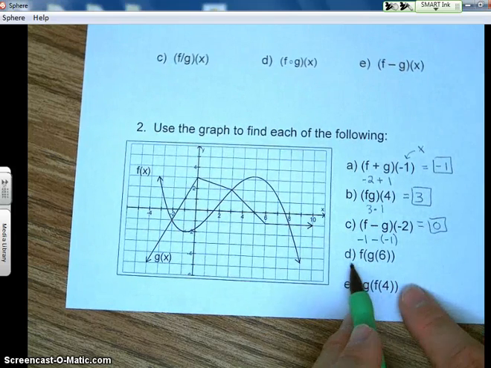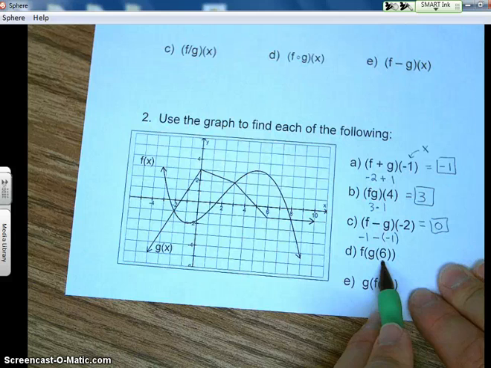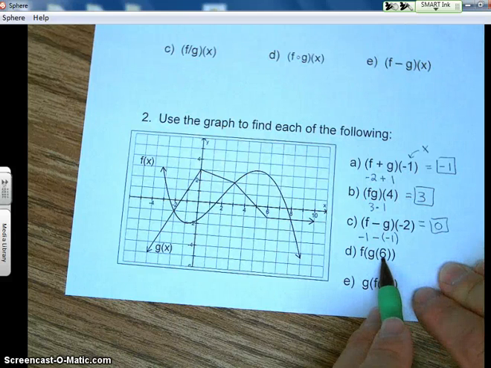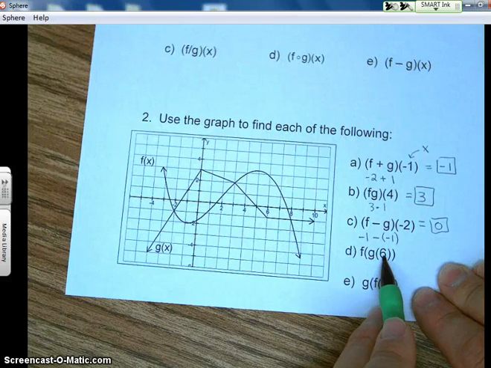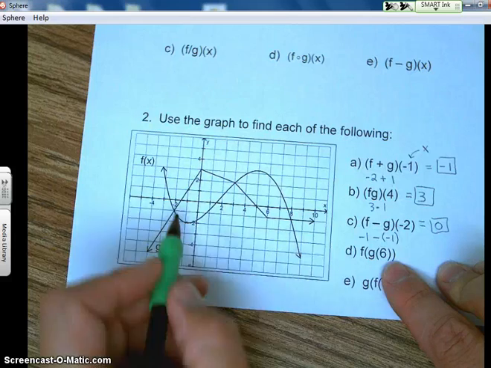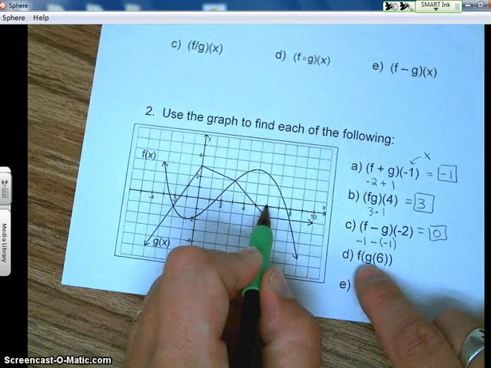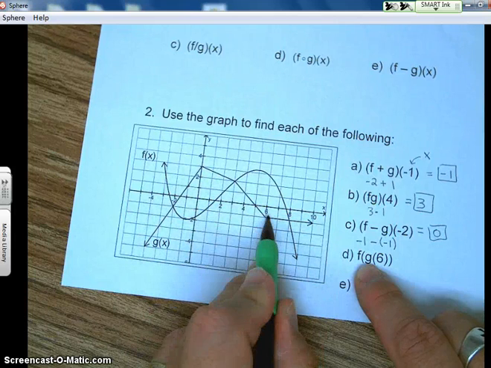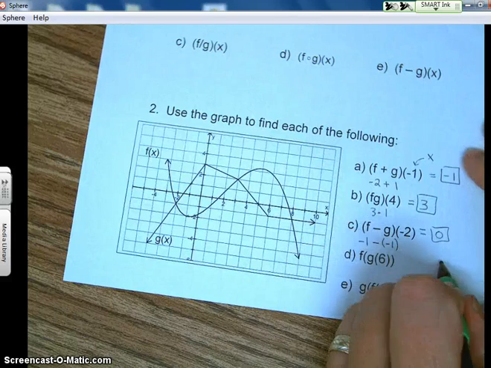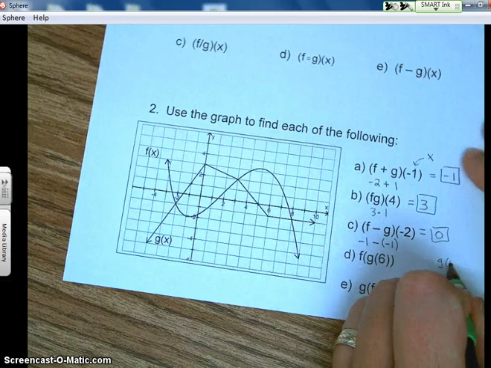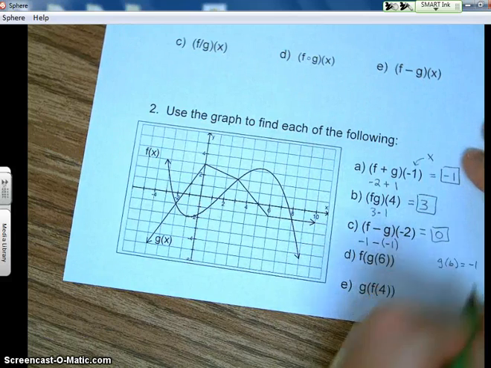Okay, D. Now we have an x value of 6. So we're looking for the function value at 6 for g. So going to 6, and we're looking for the function value of g. So that would be this line right here. So that's going to be -1. So g of 6 is -1.